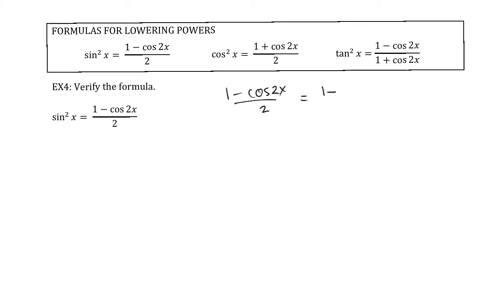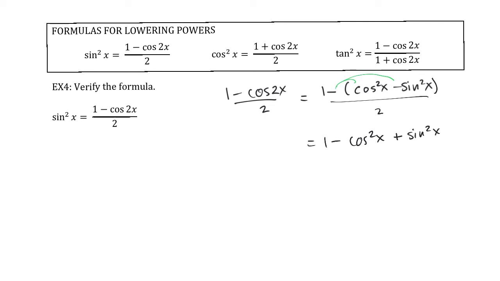I'm going to use my double angle formula for cosine, the one that says cosine of 2x is equal to cosine squared of x minus sine squared of x. Then that was all over 2, and let's go ahead and distribute our negative. So then we would get 1 minus cosine squared of x plus sine squared of x all over 2. Oh, 1 minus cosine squared, there's a Pythagorean identity right there. So let's replace that with sine squared of x.